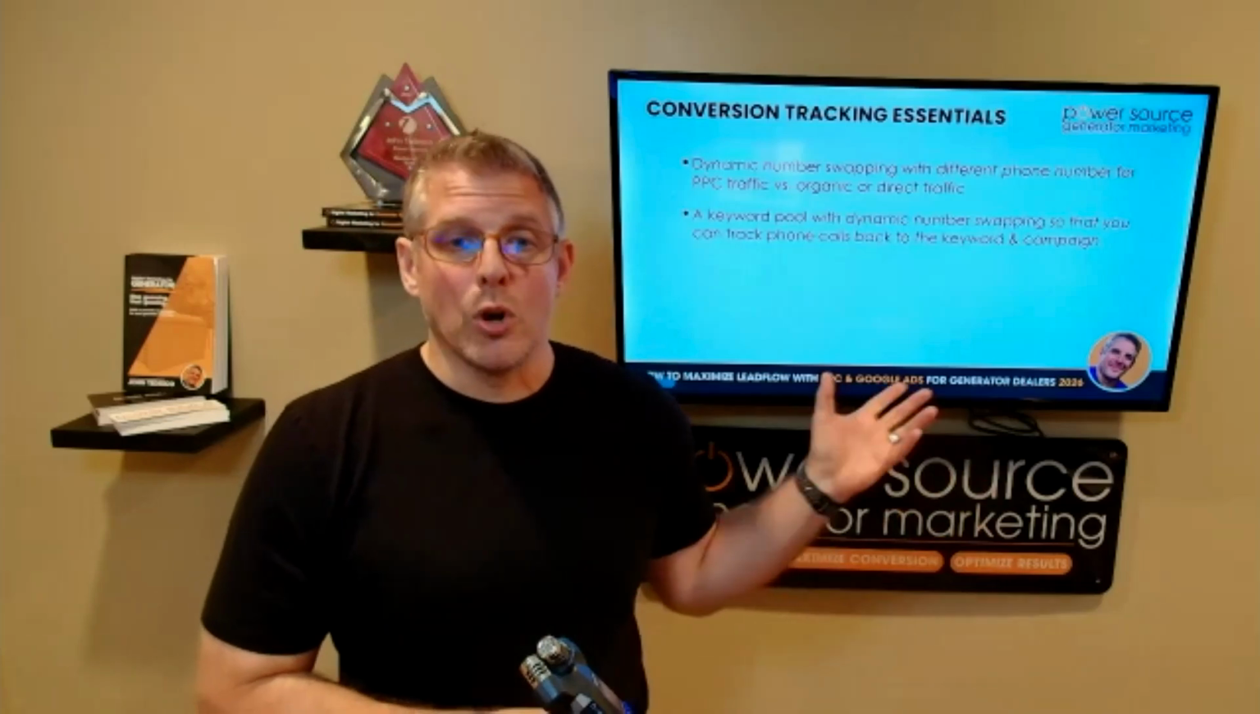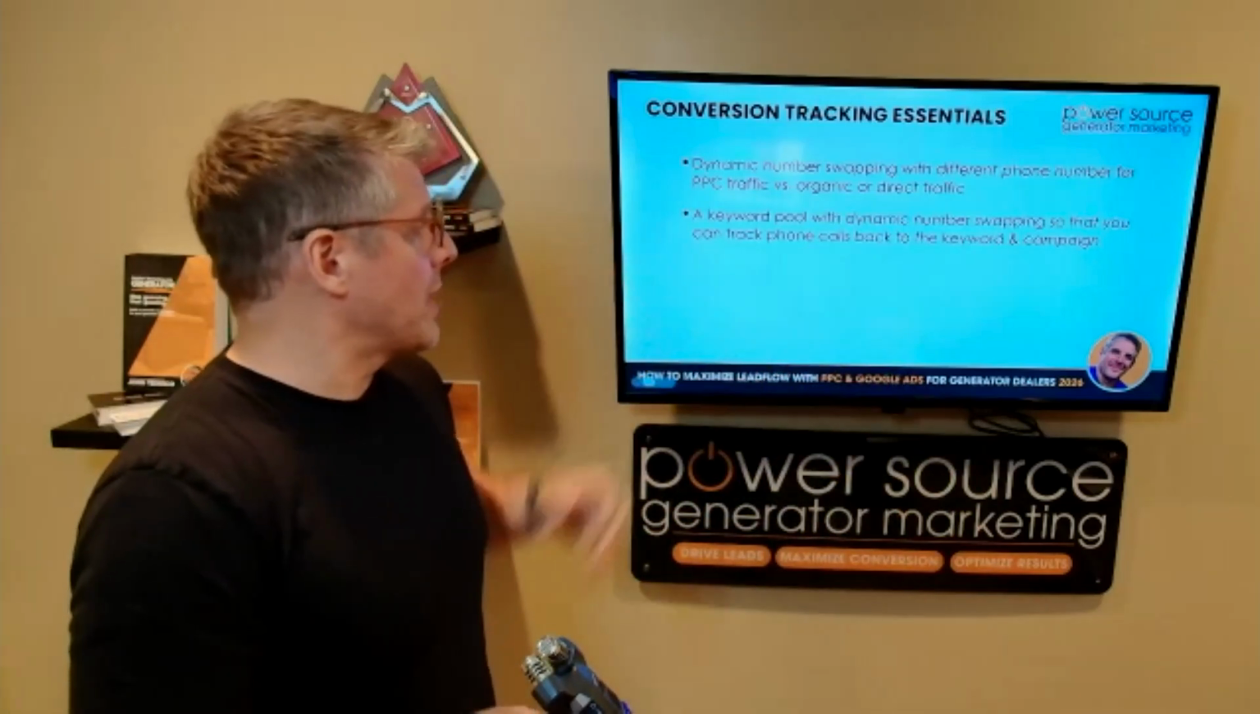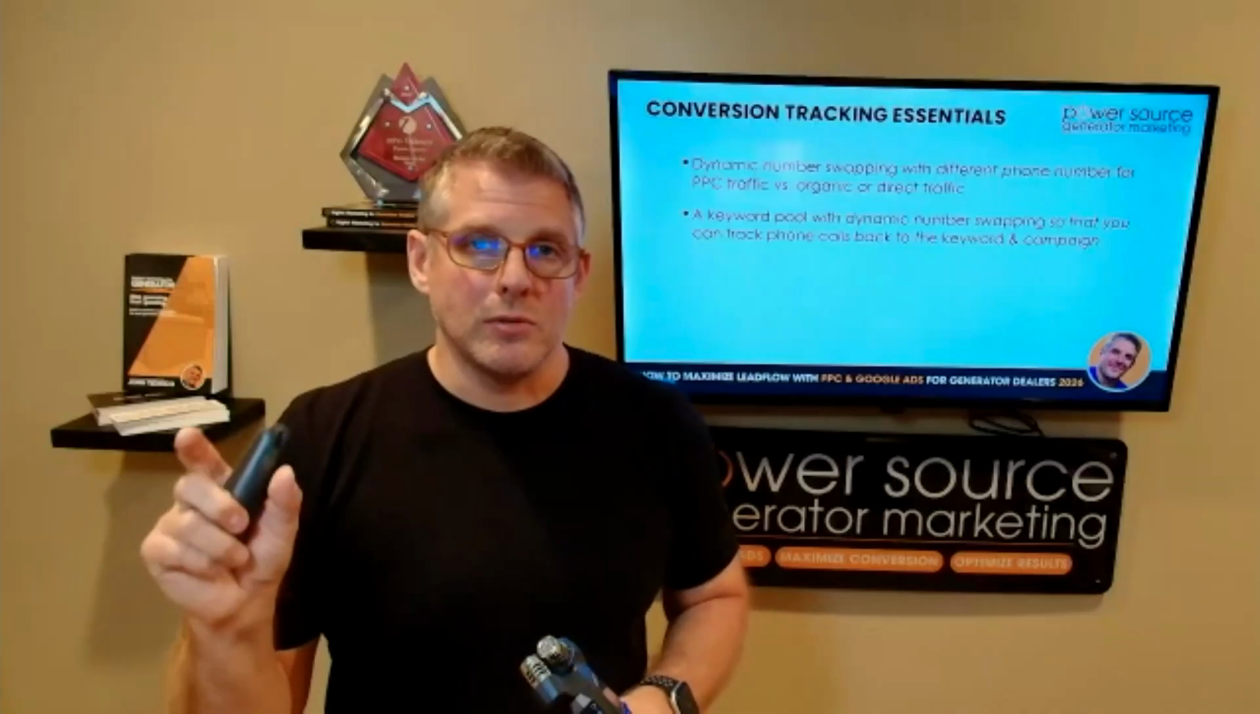You can use a keyword pool also. That's dynamic number swapping so that you can track phone calls back to the keyword and campaign. So having the keyword pool is just multiple phone numbers that CallRail likes to use so they can track the different keywords. So using multiple phone numbers, because there's so much happening in those quick searches that it's too fast for it to track that with one phone number. So CallRail will kind of do that work for you.